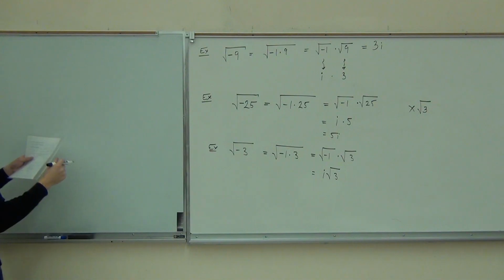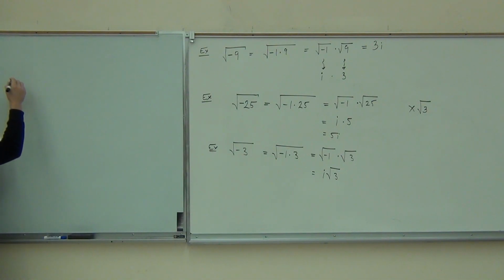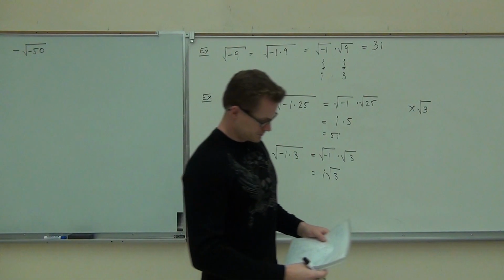Let's do one more. I'll give you a few to do on your own. Let's try, oh my, negative square root of negative 50. There's one for you.